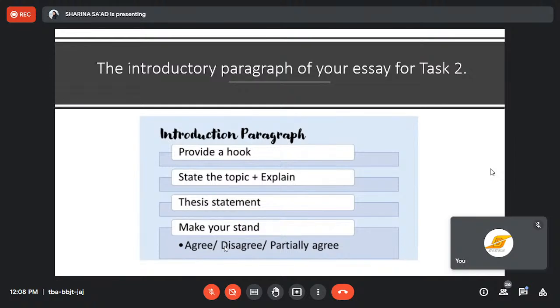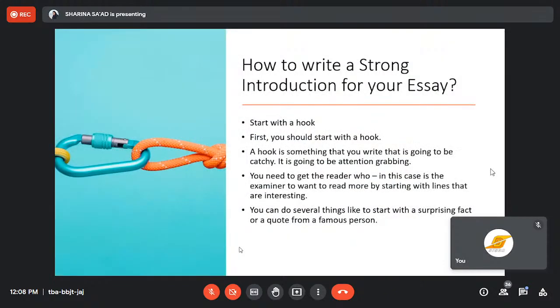Okay, now, how to write a strong introduction for your essay. Remember, this is the first paragraph that the examiner will read. So you have to impress the examiner. You have to start with a hook, and your hook should be very interesting. Do not ask stupid questions like, what is fashion? And then you explain, fashion is blah, blah, blah. Do not ask questions like that.